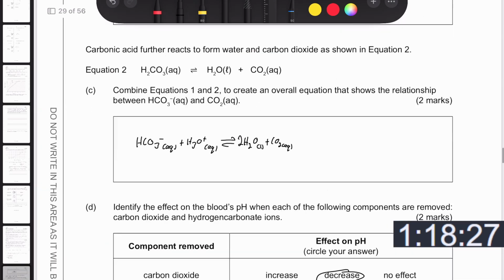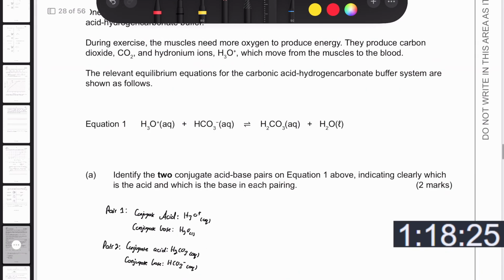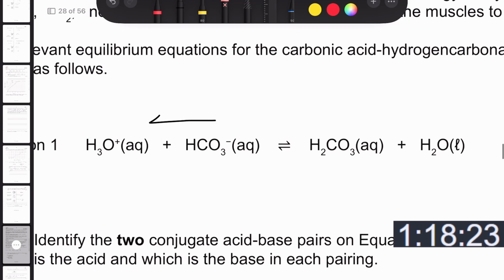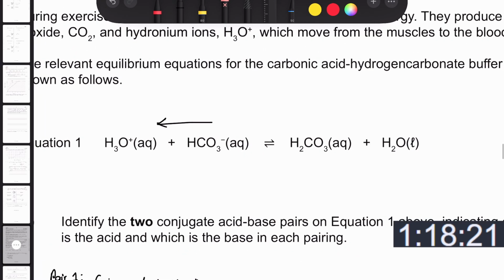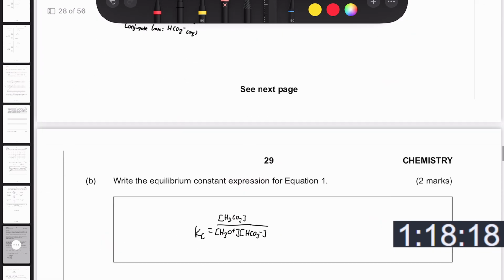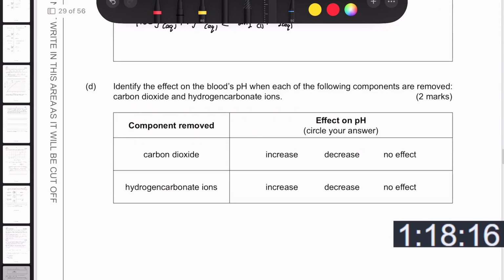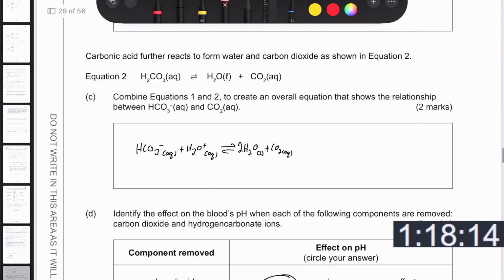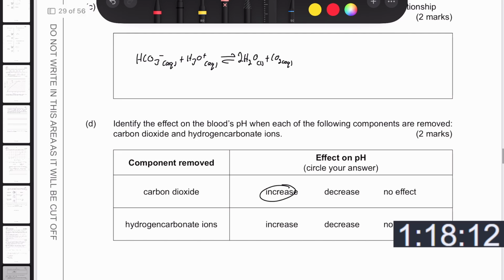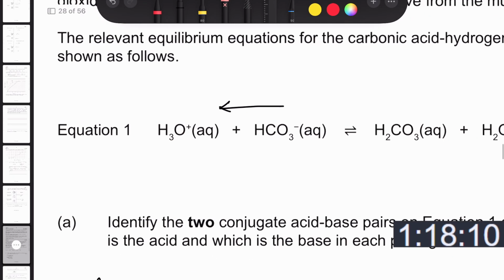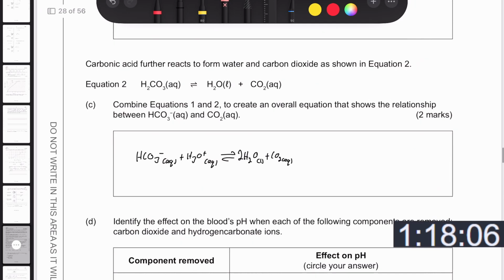Hydrogen carbonate ions are removed. So if hydrogen carbonate ions are removed, oh wait, no, hold on, we're getting rid of hydrogen. We're getting rid of the H3O plus, so it's actually going to increase. And then hydrogen carbonate ions go to the left. So then H3O plus is going to increase, so pH will decrease.